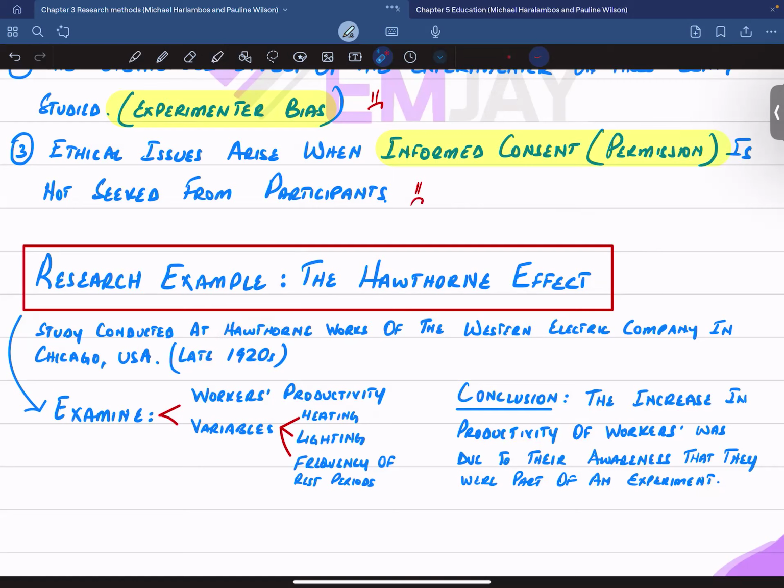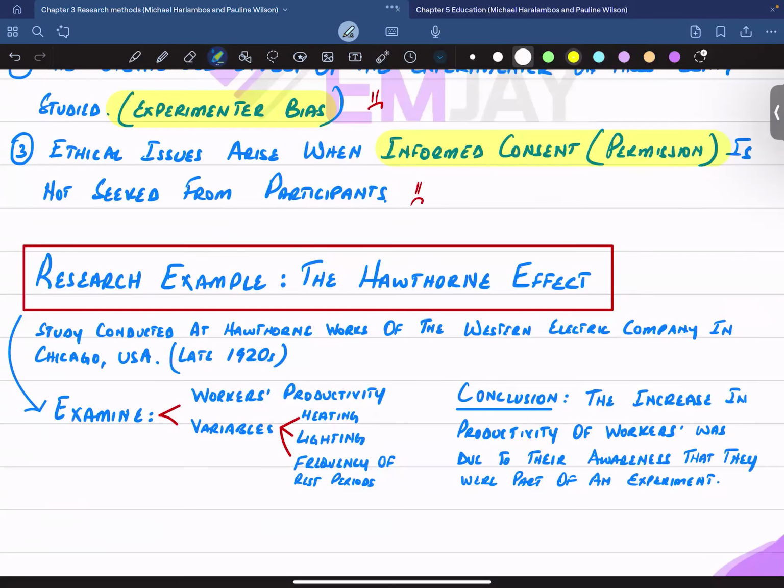The researchers were trying to figure out the relationship between the workers' productivity, I repeat, the workers' productivity, and different variables such as heating there, lighting there, and the frequency of rest periods. Now, what the researchers found out was that the increase in productivity had more to do with the workers knowing that they were being studied.